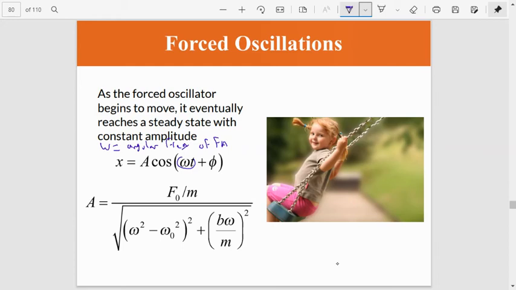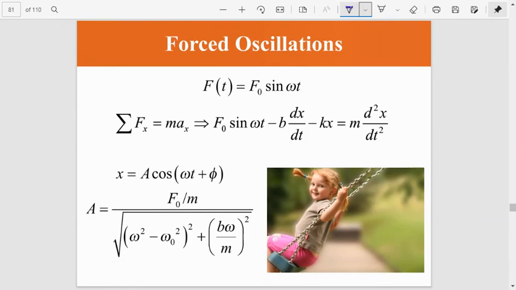So once you have a forced oscillator moving, it'll eventually reach what's called a steady state, where it'll swing with a constant amplitude. But this amplitude is in fact a function of the frequency of the applied force, the natural frequency of the oscillator, and also a term to account for the damping.